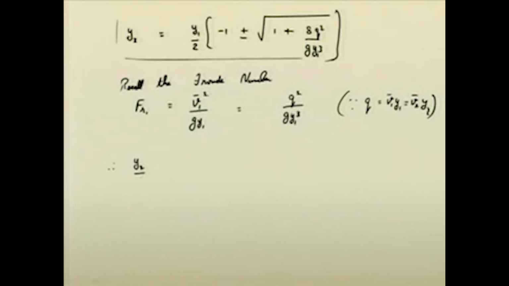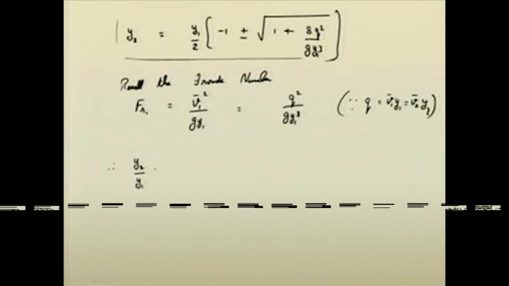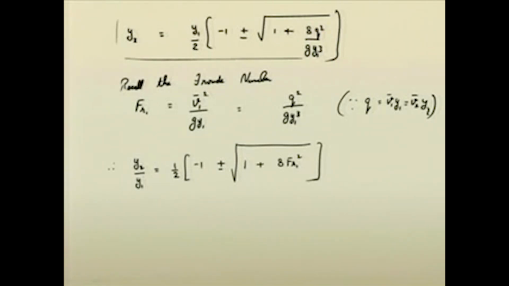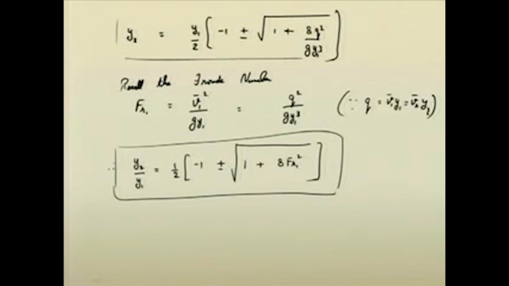Therefore, this particular equation becomes y 2 by y 1 is equal to half times minus 1 plus or minus root of 1 plus, say, q squared by g y 1 cube. What is this? This is the Froude number. So, 8 F r 1 square. We have already seen this relationship; at that time we briefly mentioned that you can relate the sequent depth ratio with respect to the Froude number, and this is how it is derived. Let me give this as equation number 2.